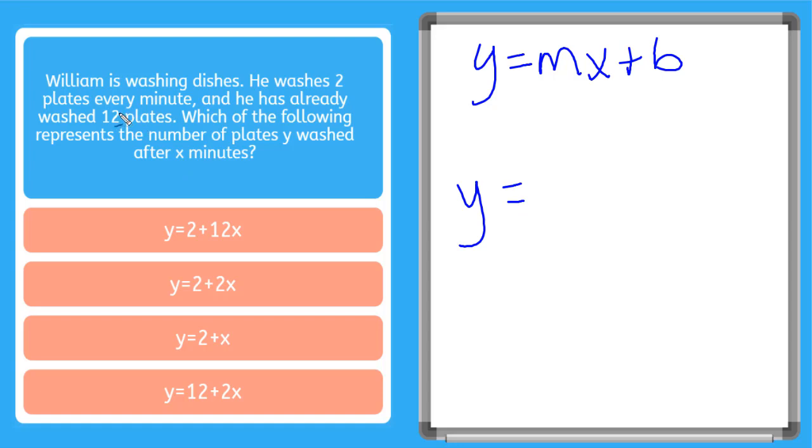But we know that William has already washed 12 plates, so we can write that first. And now we need, our x is in minutes, so we need to find a rate that's per minute or every minute. And it says he washes 2 plates every minute. So that's our rate. 2 plates every minute times the number of minutes would give us his total number of dishes. So it will look like y equals 12 plus 2x, which is down there. Great job. Let's give one more example a try together before you do these on your own.